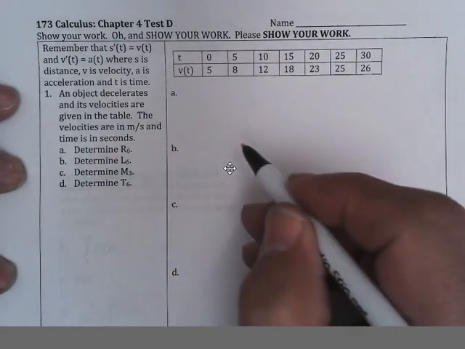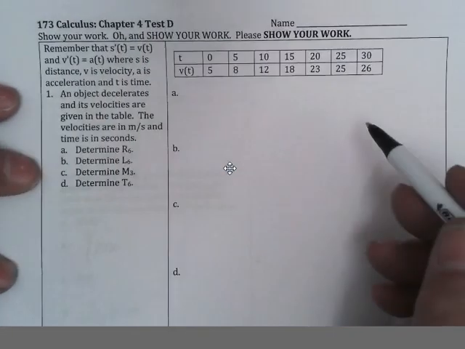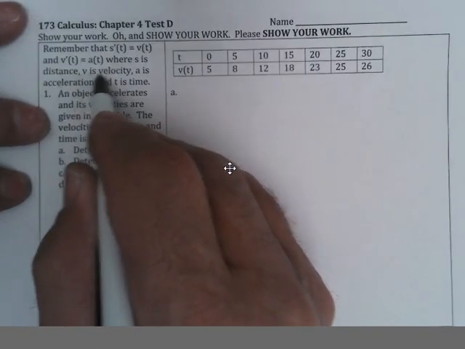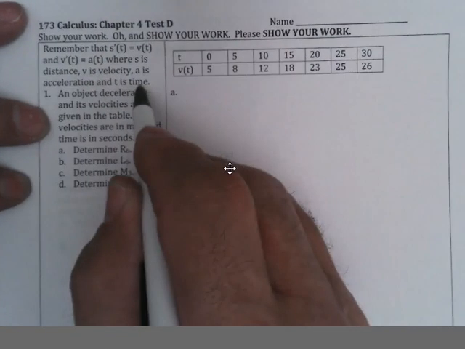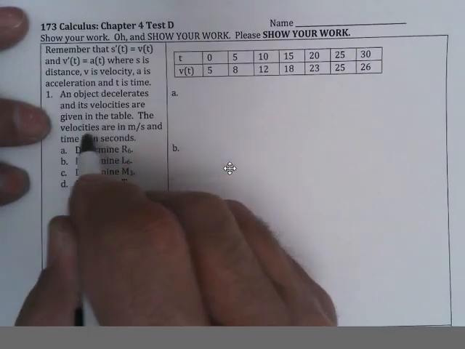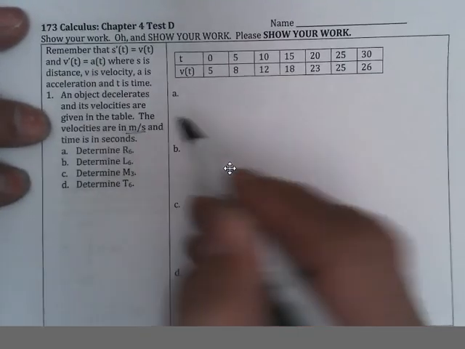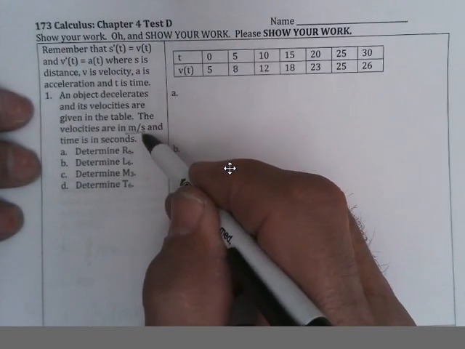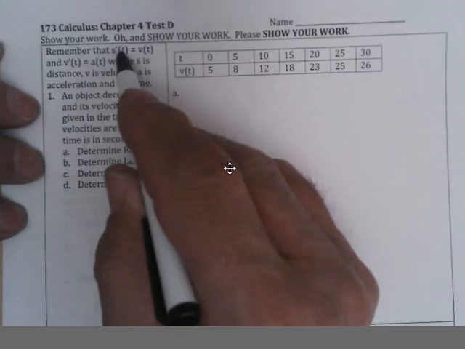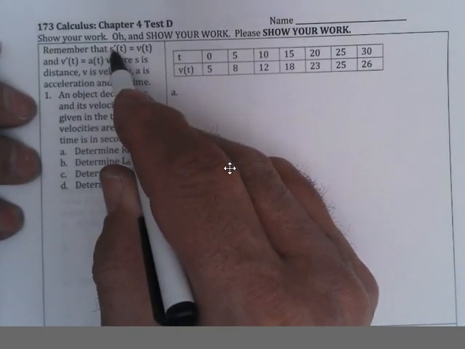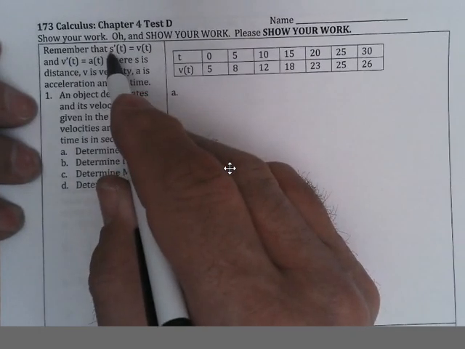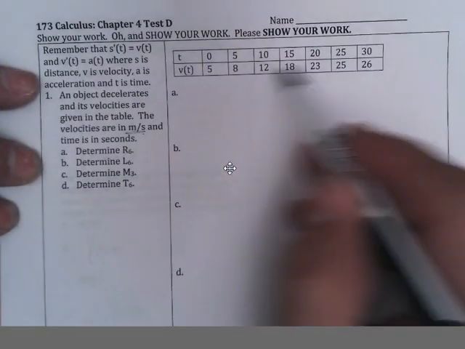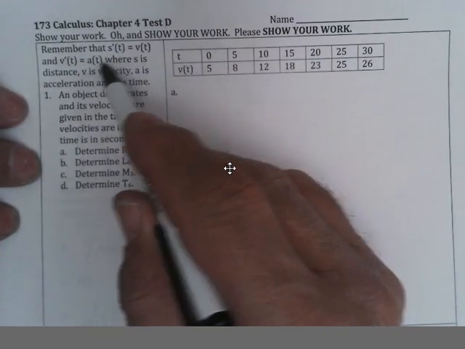Okay, chapter 4 test. This is test D. We are talking about velocity. Velocity is measured in meters per second. So in this situation, we have to keep our units because we're talking about velocity, and the antiderivative, or the area under the curve, would give you a change in the distance. And if we took derivatives, we'd get acceleration.